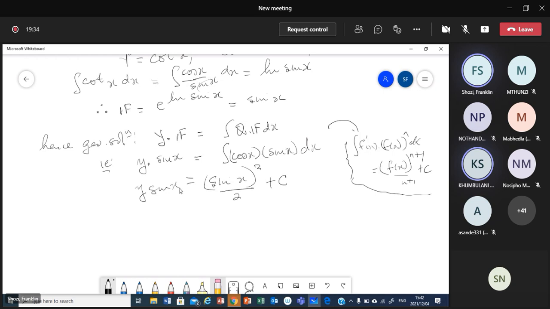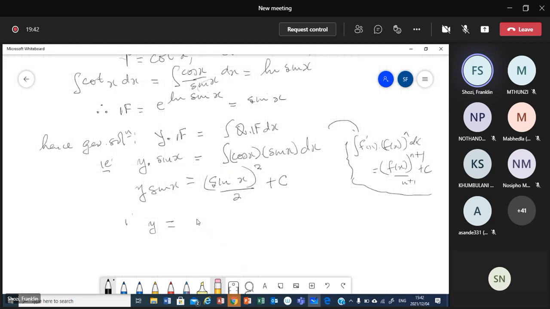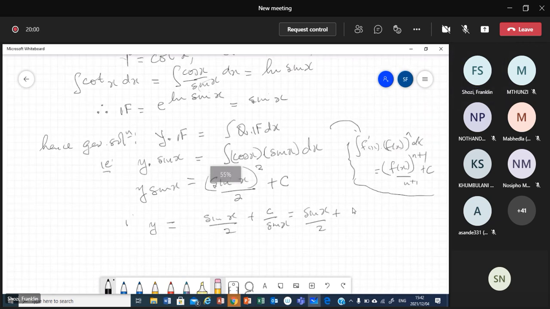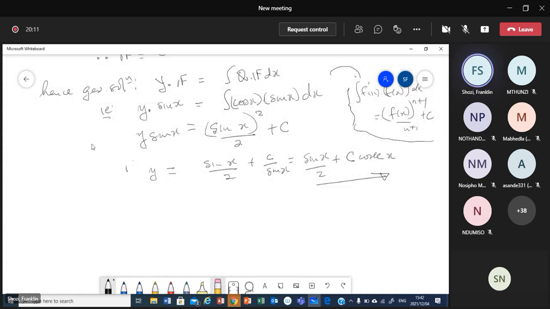So y sine x equals that. This gives us y, then, equal to, dividing by sine x, sine x over 2 plus c over sine x, which you can write as sine x over 2 plus c times 1 over sine x, which is just cosec x. And this is the answer. So far, so good.